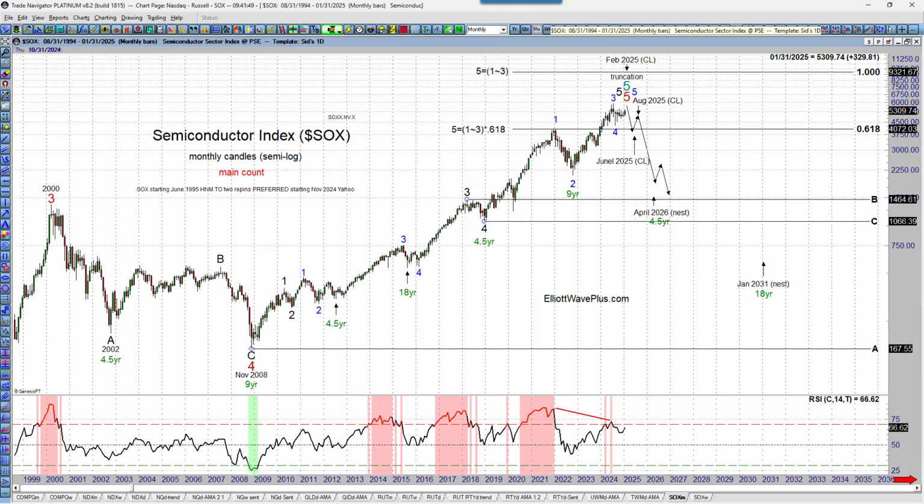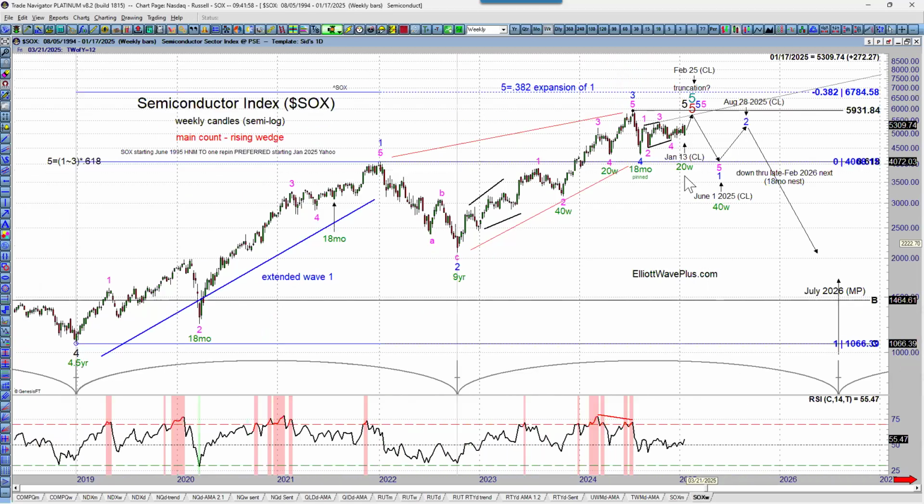Also in the semiconductors, this count has been a little bit different than many. In the semiconductors, the all-time high is still standing from July.